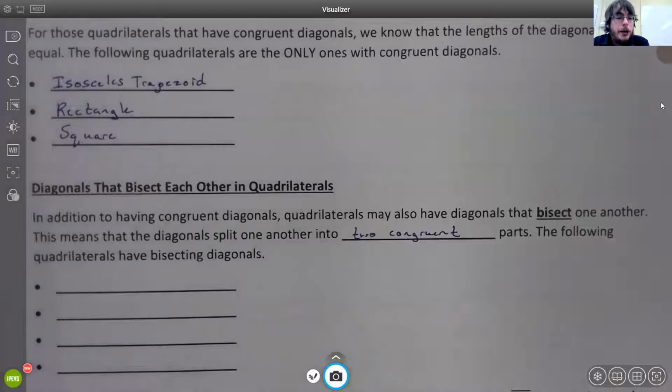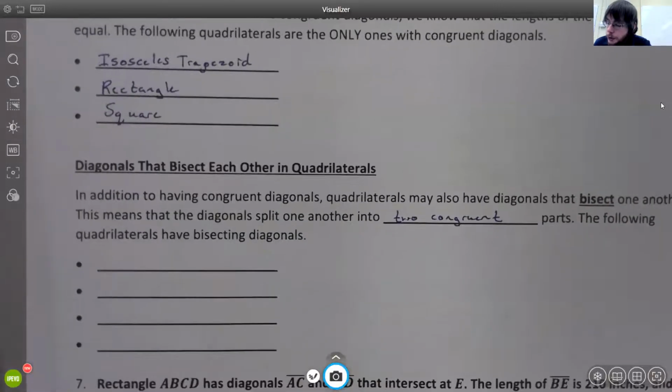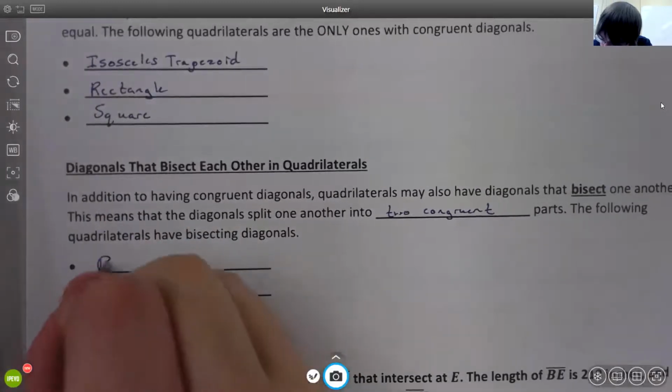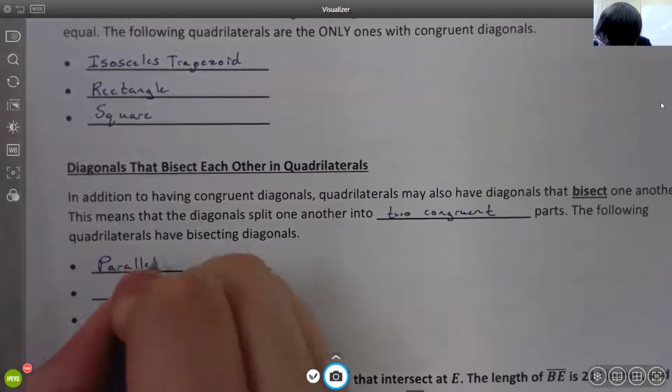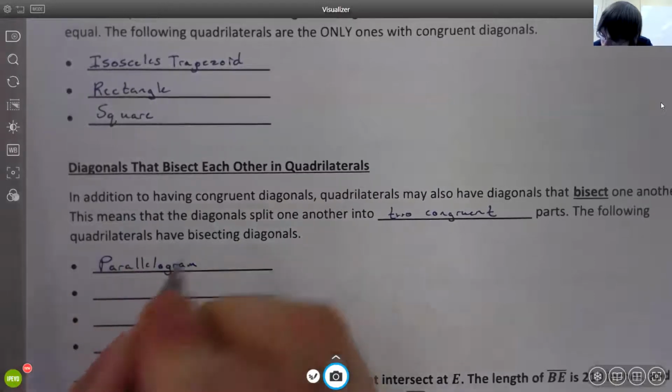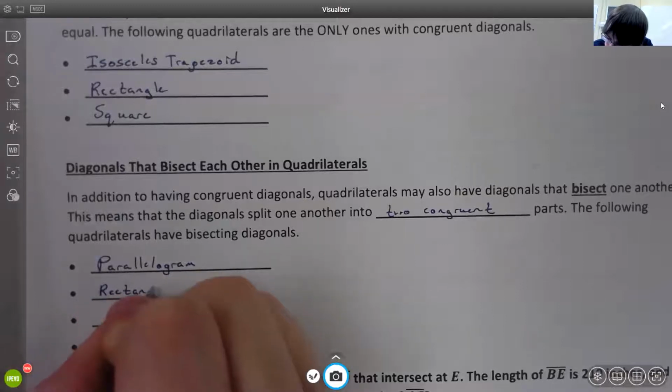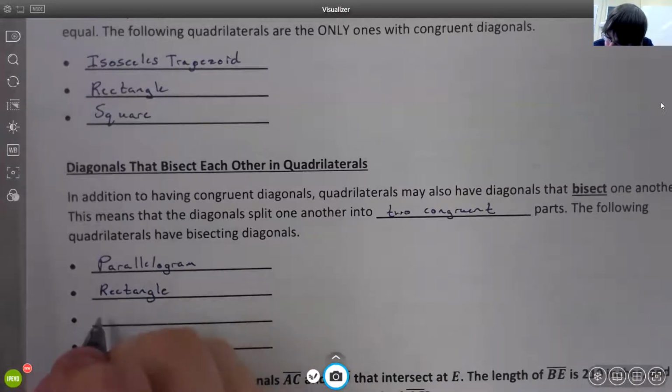And so the following quadrilaterals have bisecting diagonals, and these are the only ones that do, that we talked about. So we have a parallelogram, a rectangle, a rhombus, and a square.